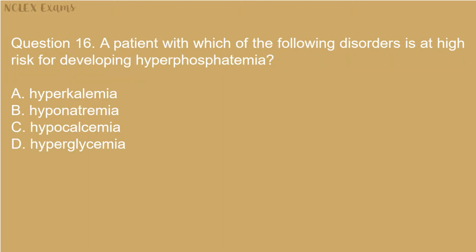Question 16. A patient with which of the following disorders is at high risk for developing hypophosphatemia? A. Hypokalemia, B. Hyponatremia, C. Hypocalcemia, D. Hypoglycemia.